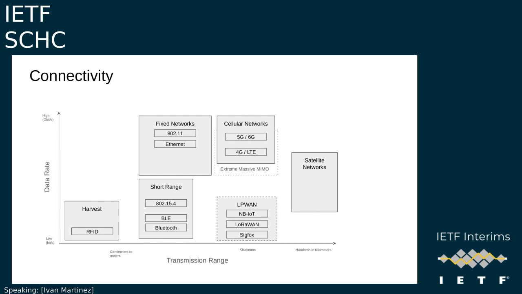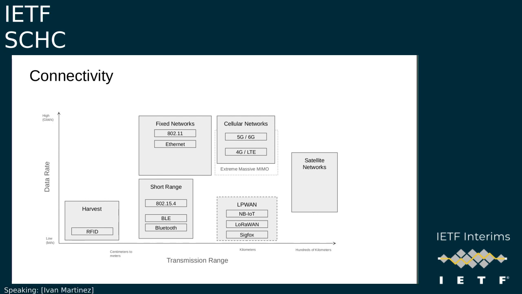On the vertical side, you have the data rate, and then the transmission range. You have several types of networks: some harvest networks like RFID, some fixed networks. The idea, as we saw before, is to move SCHC from just LPWAN, which is in the IoT LoRaWAN box, to other kinds of networks. Then we also have some cellular networks.